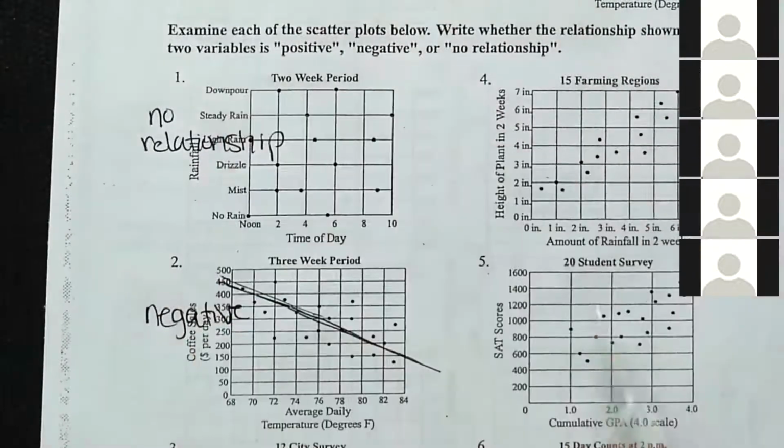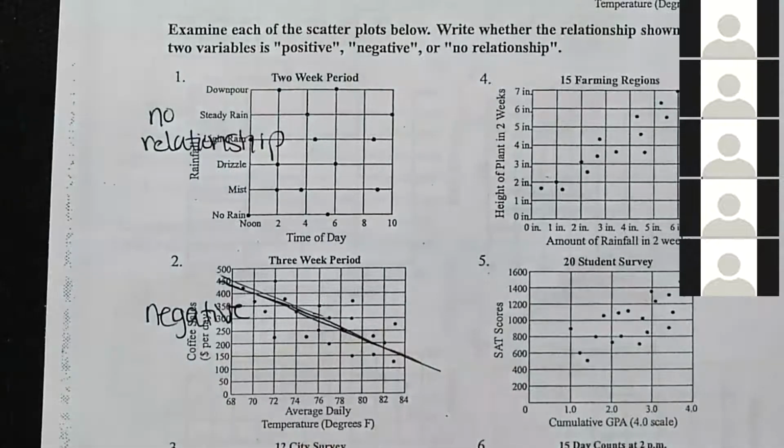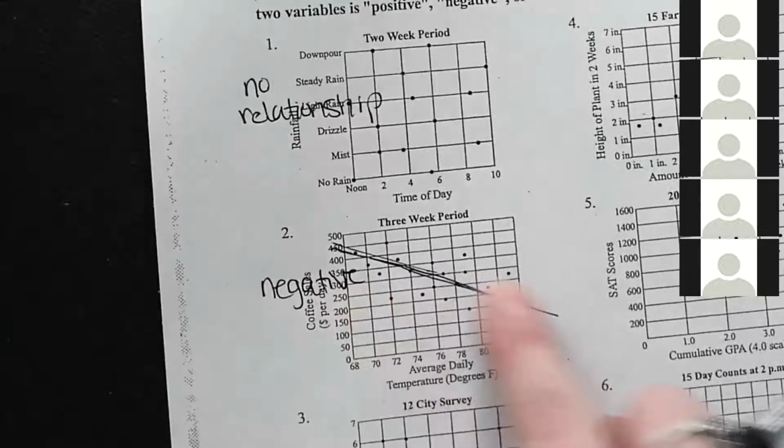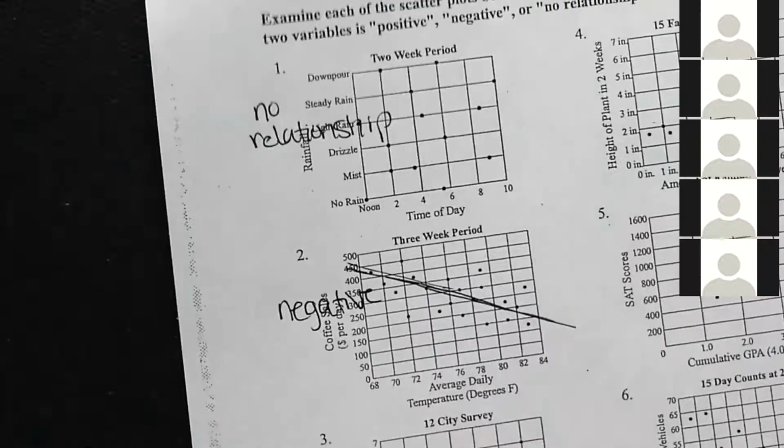I draw in the line of best fit just so I can see it. You don't have to. Okay, so go ahead and finish the page. Finish through 6. What was number 2? Number 2 was negative because it was going downhill. I just write negative. Yep. So positive, negative, or no relationship are the possible answers on 1 through 6.